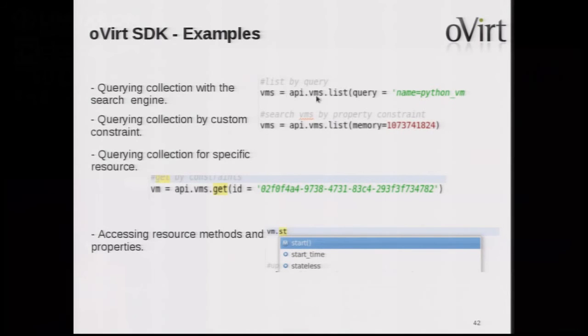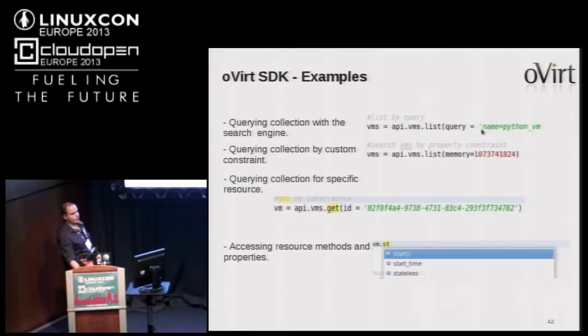I can do API VMs list and pass a query saying I would like to see only this VM. I can give another constraint about the memory. I want to get only VMs that have this memory. Again, one of them is passing the query to the engine, and the other one is doing the query on the client side. Again, depending what you would like to do.